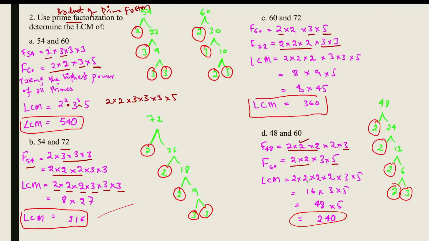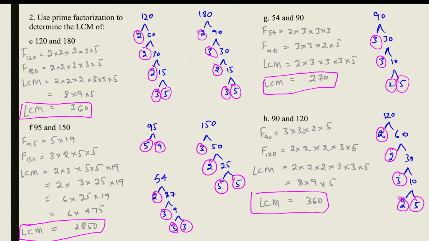So it would be 2 multiplied by 2 multiplied by 2 multiplied by 2 multiplied by 3 multiplied by 5. When we do the multiplication, we get 240 as the final answer, which is the LCM of 48 and 60. It goes on, it continues. We are having 120 and 180.